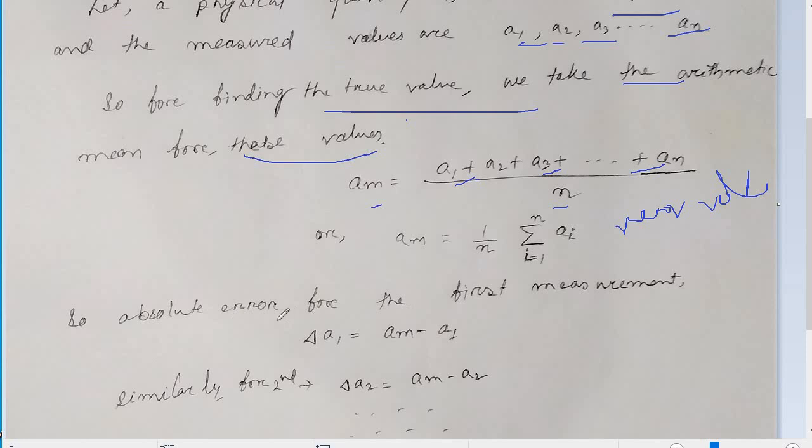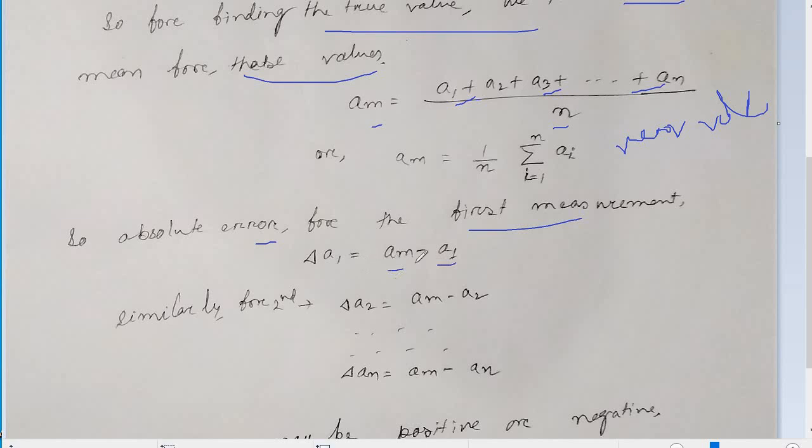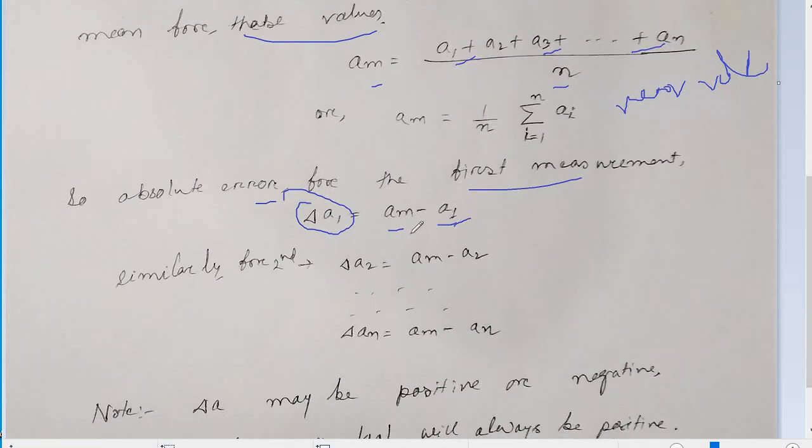So there will be an absolute error for every measurement. The absolute error for the first measurement, del a1, is equal to am minus a1, where am is the true value and a1 is the measured value. Similarly for the second measurement, del a2 is equal to am minus a2, del a3 is equal to am minus a3, and up to del an is equal to am minus an.